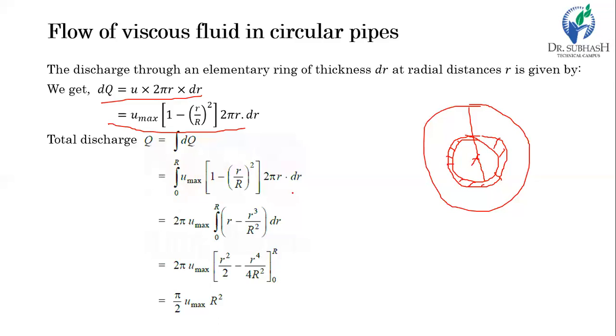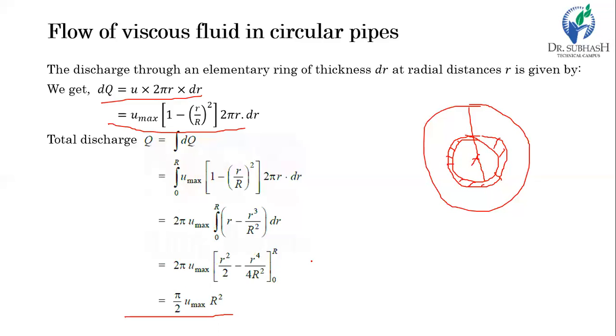By putting this value and taking out all the constant values, 2 pi and u max, and after doing a simple integration, we get the result: pi by 2 into u max into R square. So this is the total discharge flowing through the pipe.